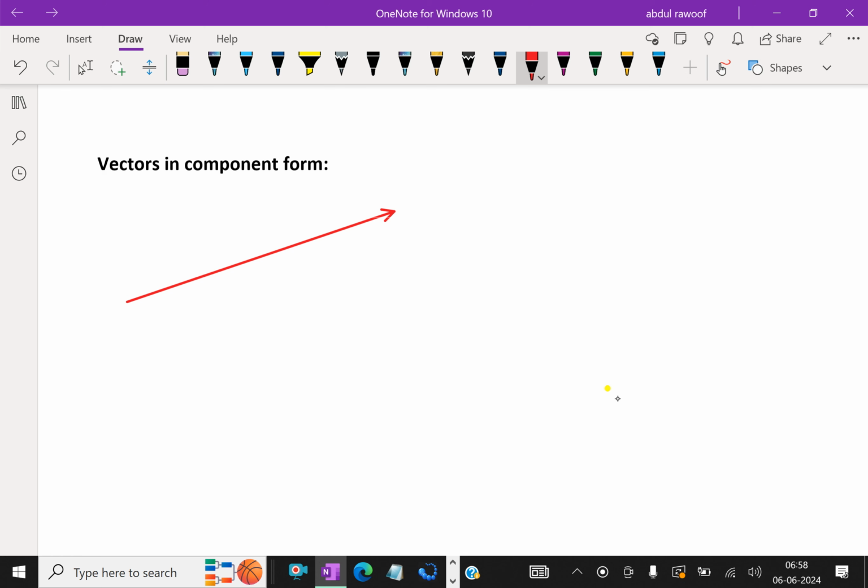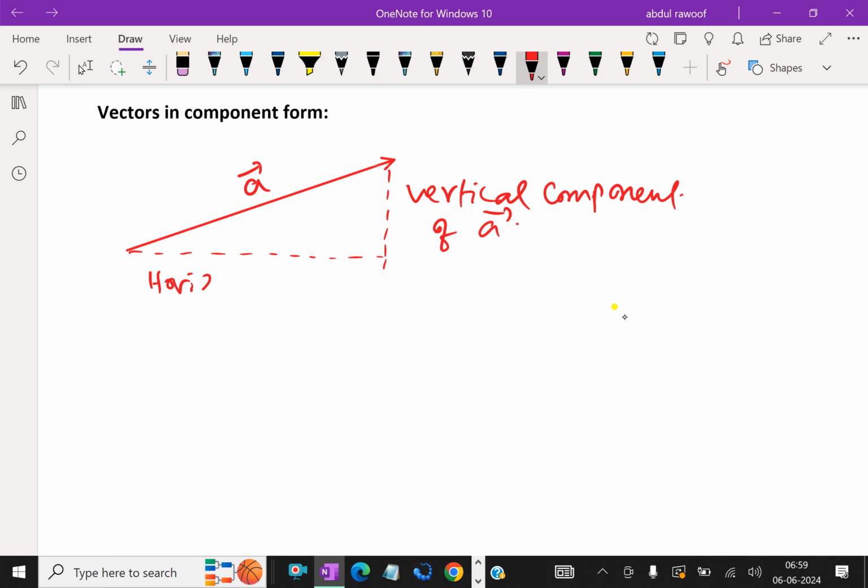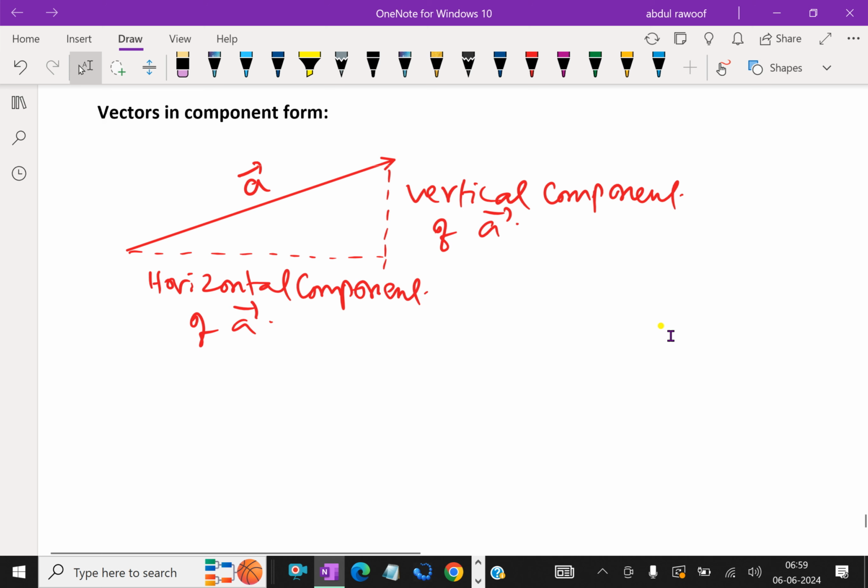Now, if you drop a perpendicular and draw a horizontal, here suppose this vector is vector A. This is the vertical component of vector A. This is the horizontal component of vector A. Like this we can split it. And suppose the angle from the vertical side is theta degrees.